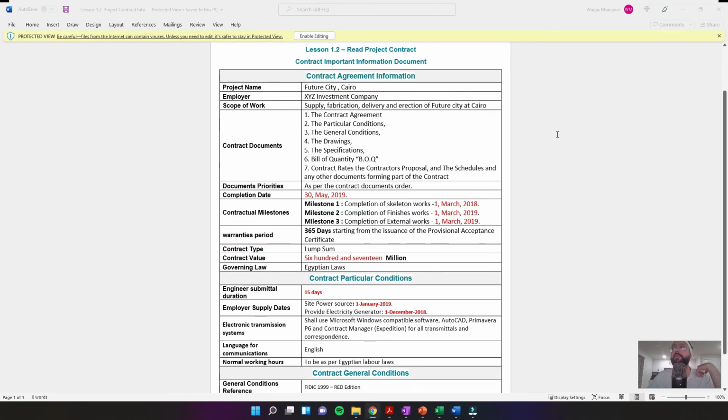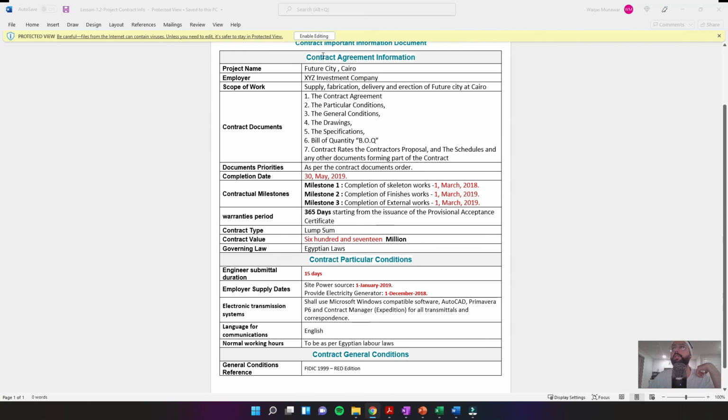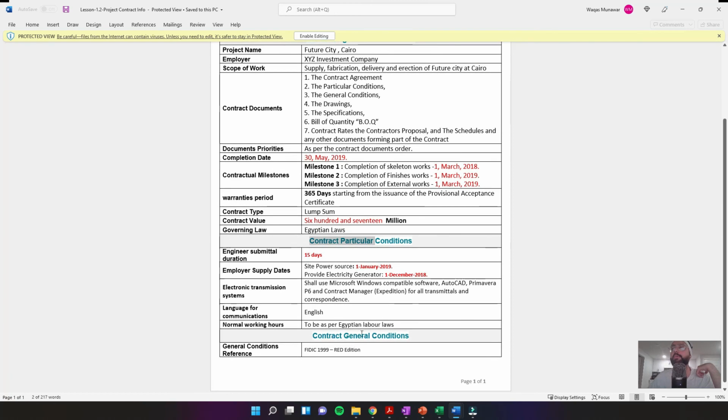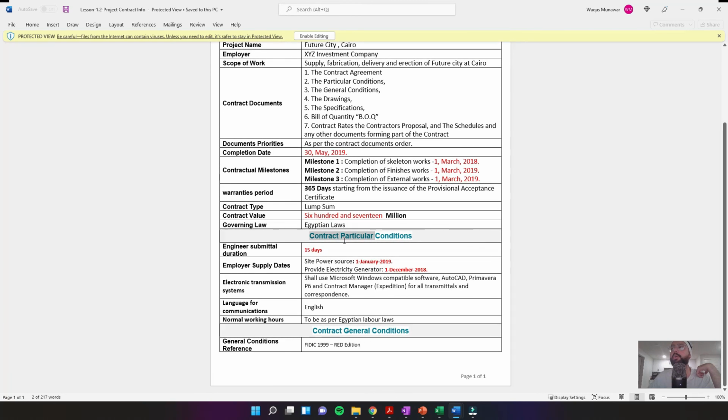All right, so finally we are going to create a document which is basically going to look like this. It's going to be a contract agreement information document. So you're going to have all this important information and try to extract it. Some information is going to come from the agreement, some from the particular conditions, and then we have the contract general conditions. So this is one document with quite a few dates and values and days which are important for the planning engineer when he is building the schedule.